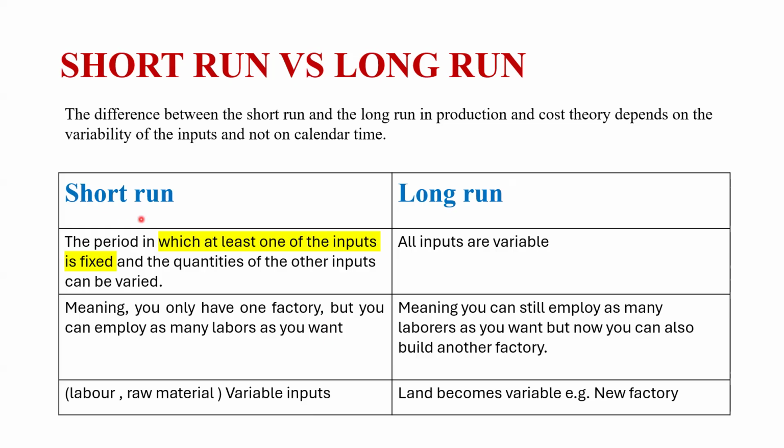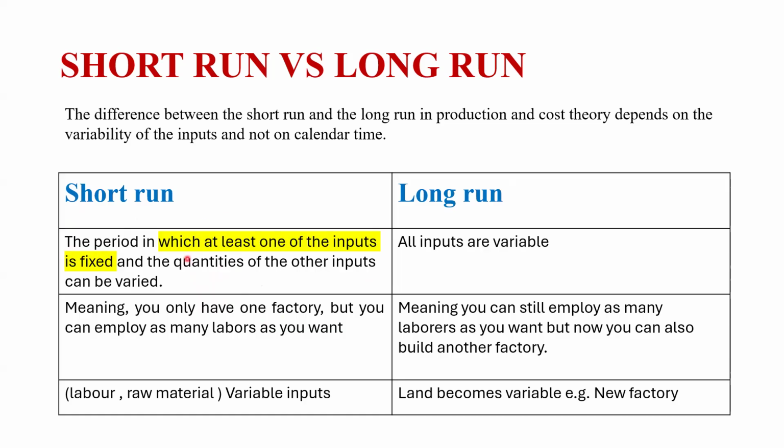So for the short run, we say that it is a period in which at least one of the inputs is fixed and the quantities of other inputs can be varied. We have one input fixed and the other inputs can change. Remember I said on the second slide that for this chapter, we're going to keep all the other inputs constant. We're only focusing on two of them, which is your labor and capital, right?